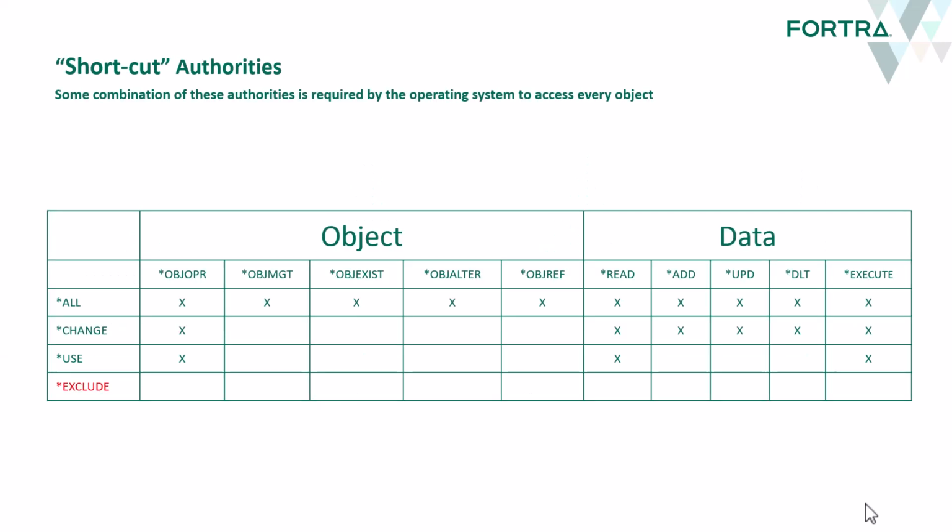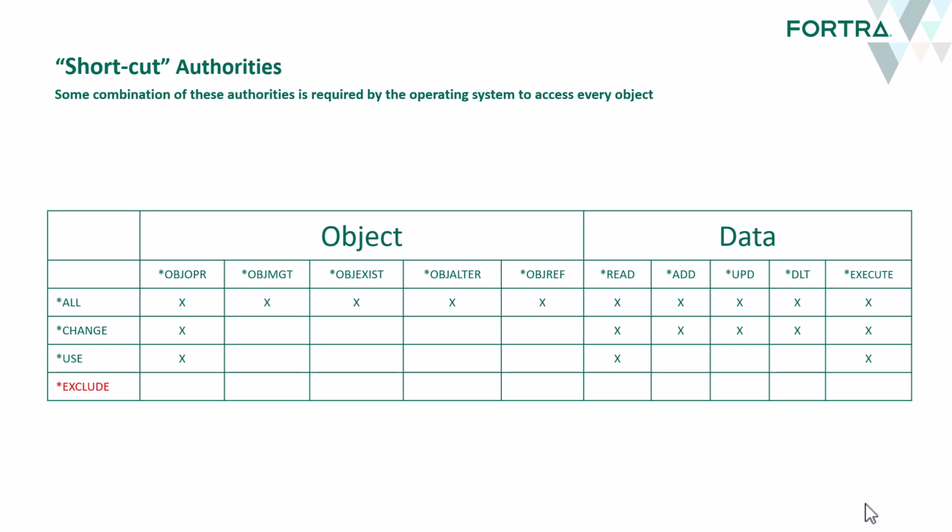So a neat way to be able to look at these authorities when you're looking at an object is there's some shortcuts that IBM has introduced, and that's the all, change, use, and exclude shortcuts. Each of those actually represent object and data authorities, very specifically assigned. So all grants you all. So you get all of the object authorities and all of the data authorities.